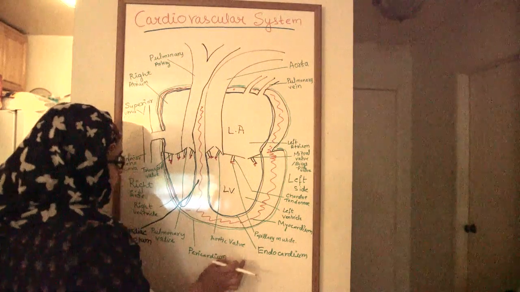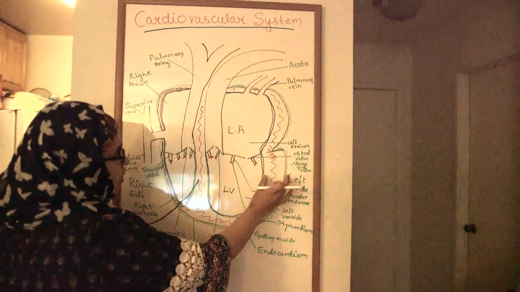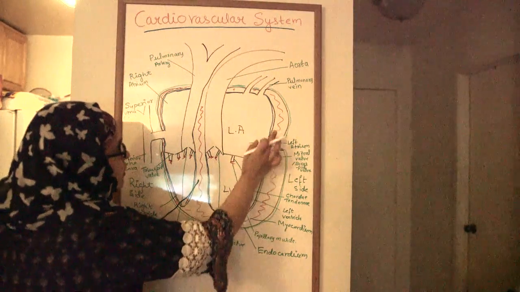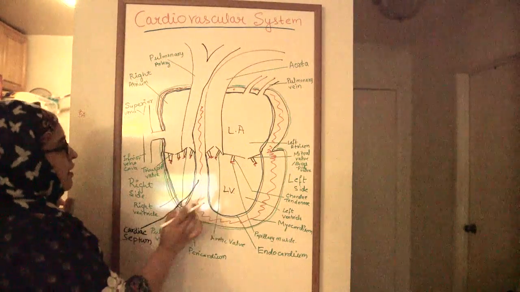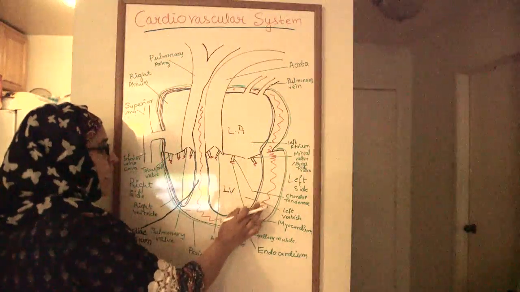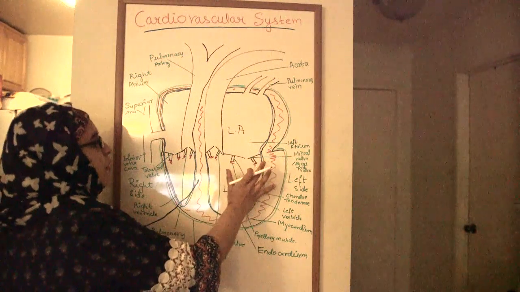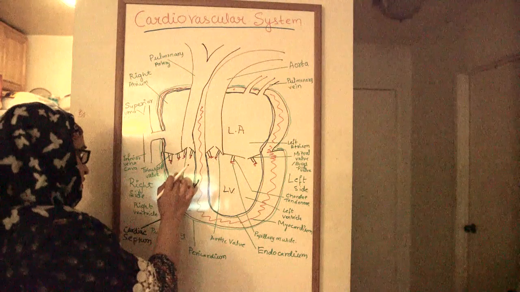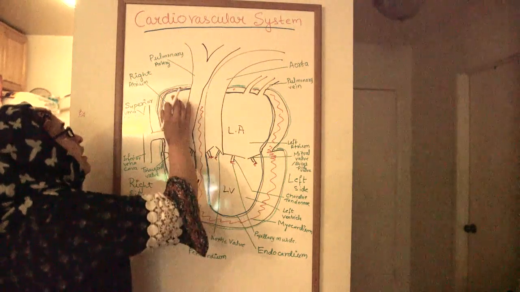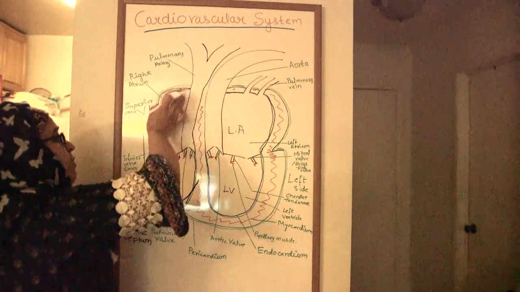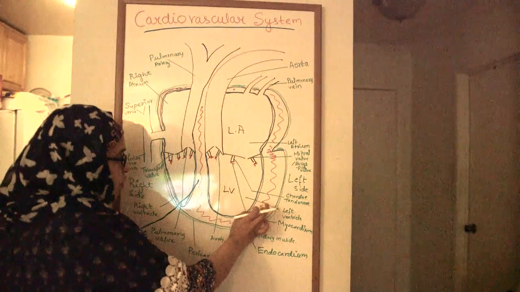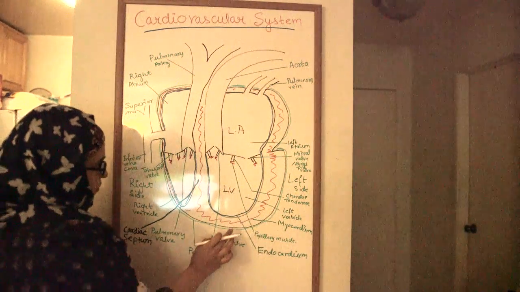Here you can see that the muscles on the left side of the heart are thicker than the muscles on the right side, because from here the heart pumps a large amount of blood to the whole body, and from here the blood is pumped to the lungs. So here we require more pressure, so thicker muscles.